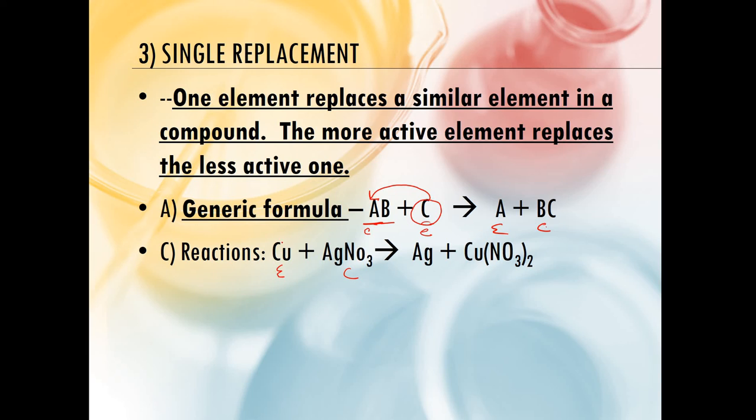So the copper is replacing, so we look at our copper, our copper is replacing our silver. So it's kicking that silver out. Now silver is by itself and copper replaces itself in the compound. So one element replaces itself into the compound. In our generic formula, make sure you write that down, AB plus C equals A plus BC.